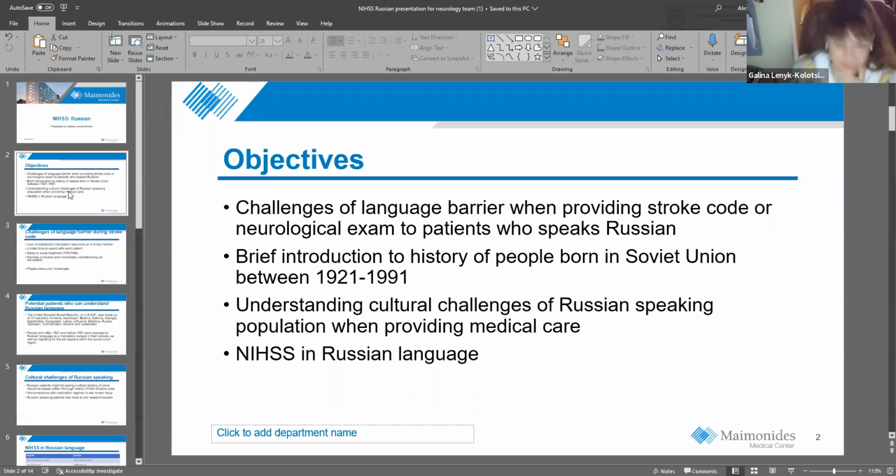So in the objectives, we're going to talk about the challenges of the language barrier. It's not just for Russian speakers, but probably in general for any patient who does not speak English. Then a brief introduction to the history of people born in the Soviet Union and why that is important, and understanding the cultural challenges of the Russian-speaking population when we provide medical care for them, and then of course the NIH stroke scale in Russian language.